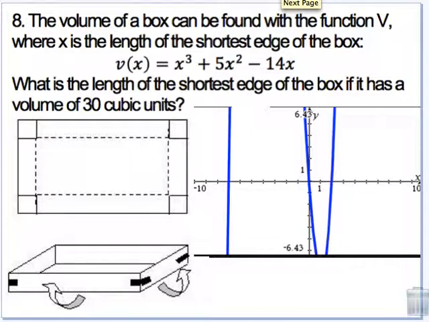All right, next one, the volume of the box can be found with the volume function, where x is the length of the shortest edge of the box, and you have that equation. What is the length of the shortest edge of the box if it has a volume of 30 cubic units? With this, again, you can graph it. On here, your x-axis represents the shortest side of your box, and the y is the volume, right?